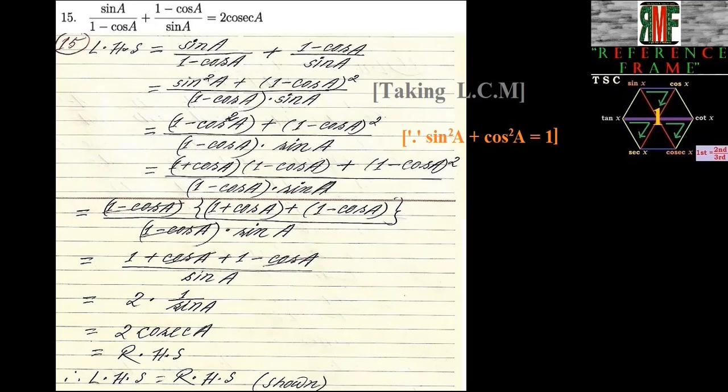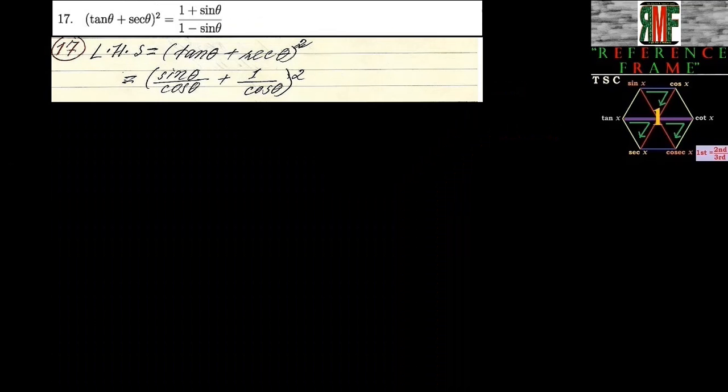Okay, so let's move into the next problem. This time we're going to solve problem 17, inshallah. So look at the question. Here our destination is (1 plus sin theta) by (1 minus sin theta). So look, to make similarity with the destination, we're going to apply the formula, what?